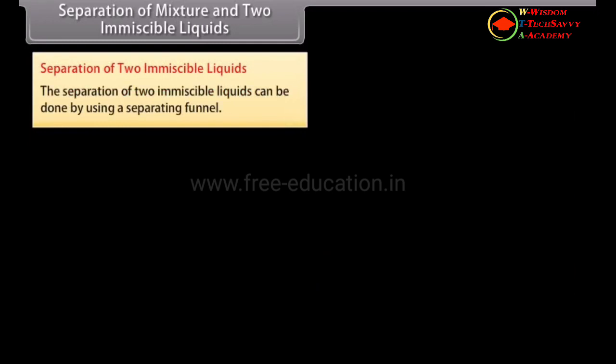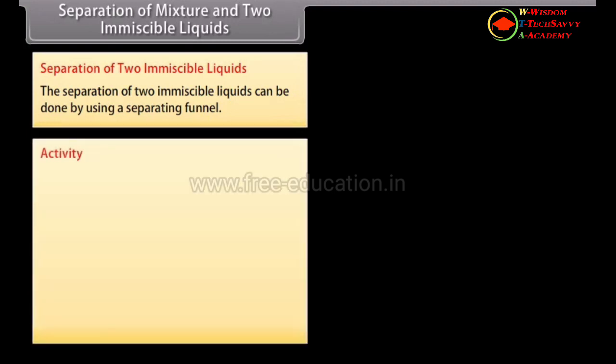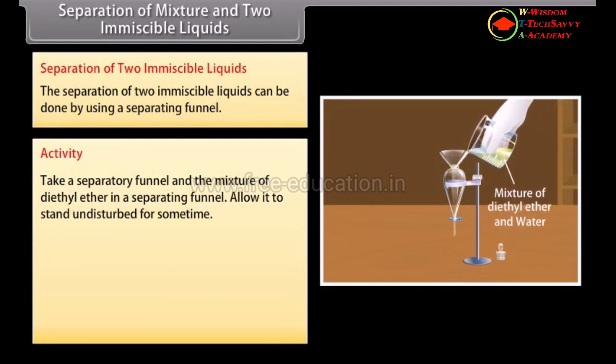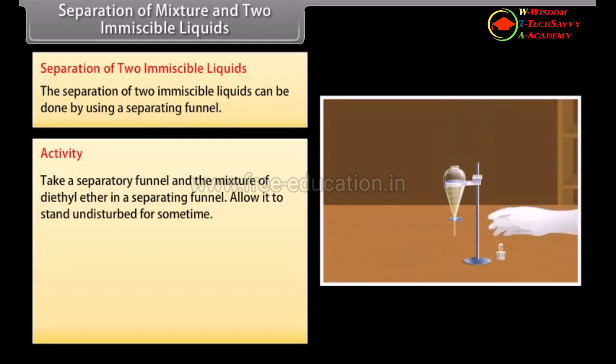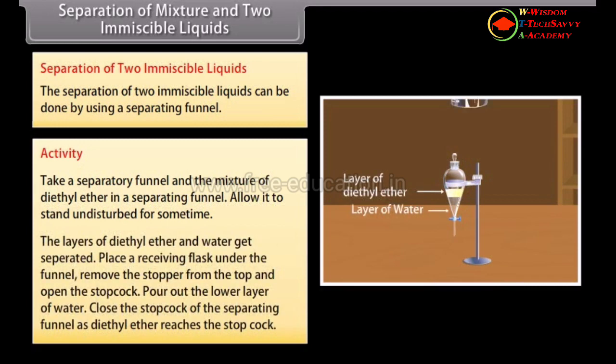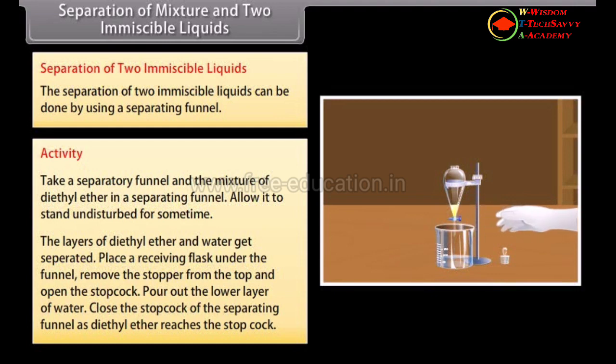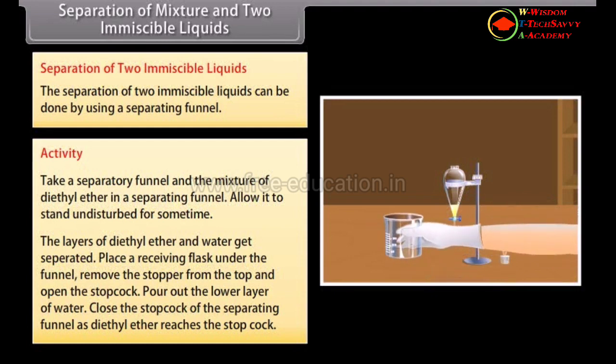The separation of two immiscible liquids can be done by using a separating funnel. Activity: take a separatory funnel and put the mixture of diethyl ether and water in the separating funnel. Allow it to stand undisturbed for some time. The layers of diethyl ether and water get separated. Place a receiving flask under the funnel, remove the stopper from the top and open the stop cork. Pour out the lower layer of water. Close the stop cork of the separating funnel as diethyl ether reaches the stop cork.